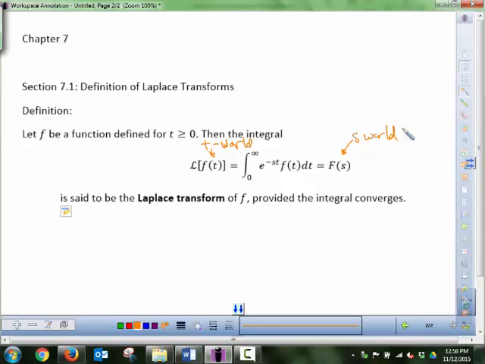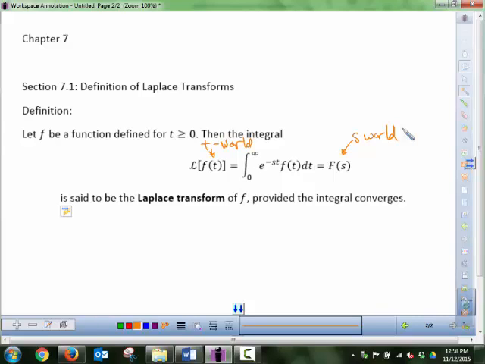So in t, we have some function, whatever that might be. It could be a constant. It could be t squared. It could be sine t. It could be e to the t. It could be one of those things. And that is sitting in our t world. And then we're going to transform it to go to the s world.